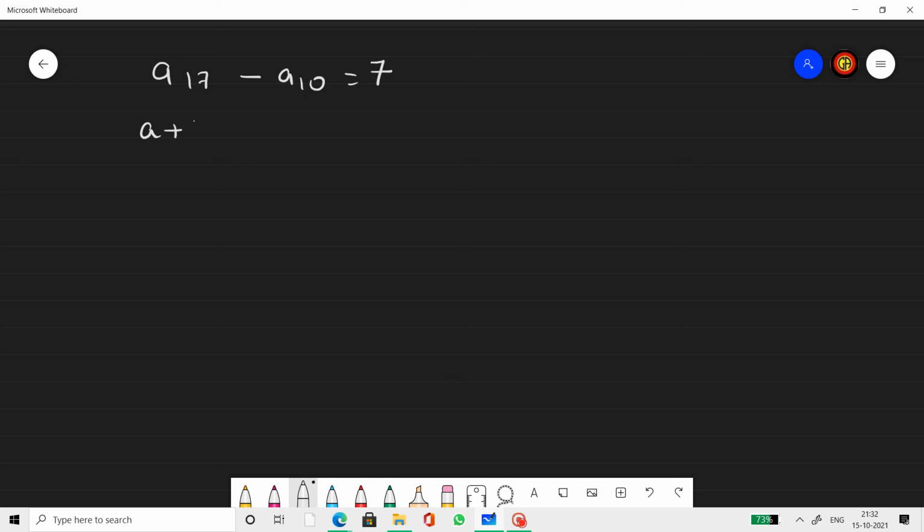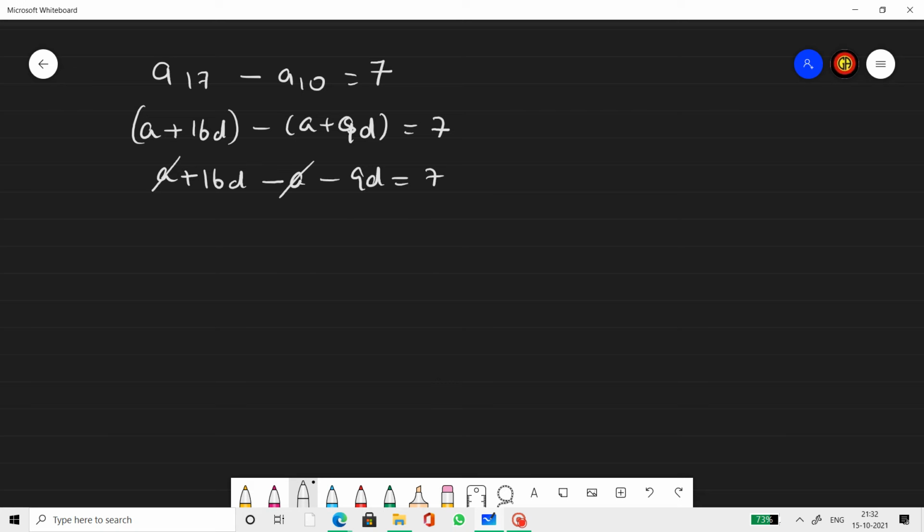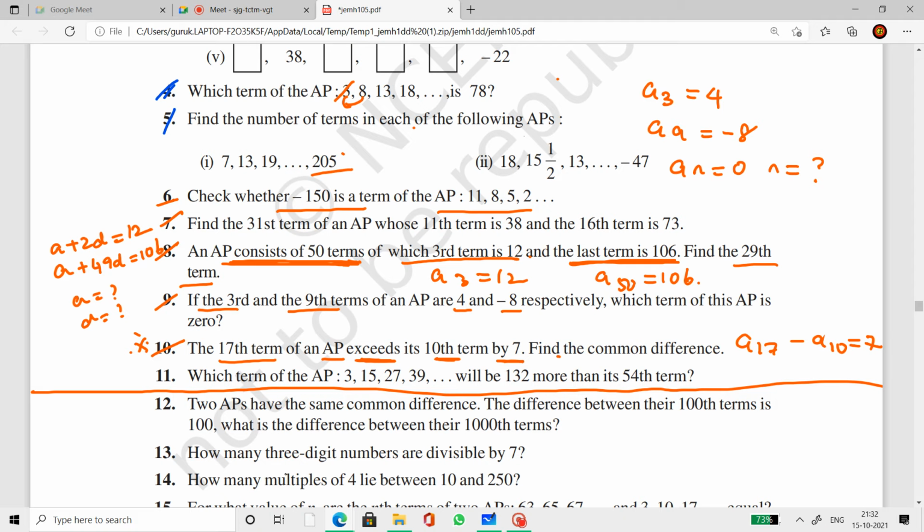Now, A17 minus A10 equals 7. So it is A plus 16D minus A plus 9D equals 7. So A plus 16D minus A minus 9D equals 7. Plus A minus A get cancelled. So we get 7D equals 7. D equals 1. So this is question number 10. Now question number 11.